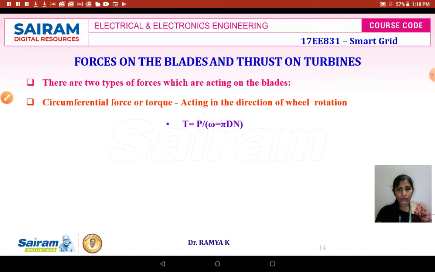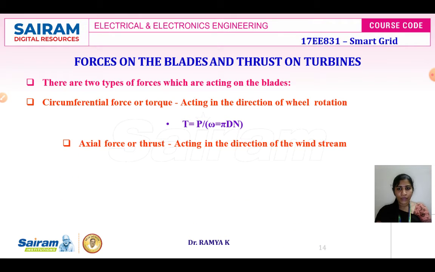Therefore, two types of forces will be acting on the blade. The first one is going to be your circumferential force or torque, which is going to act in the direction of the wheel rotation. T is equal to P divided by omega. Omega is pi dn. Second one is going to be the axial force or thrust. Axial force or thrust is in the direction of the wind stream. So in which direction the wind is blowing, in the same direction your axial force will also exist.